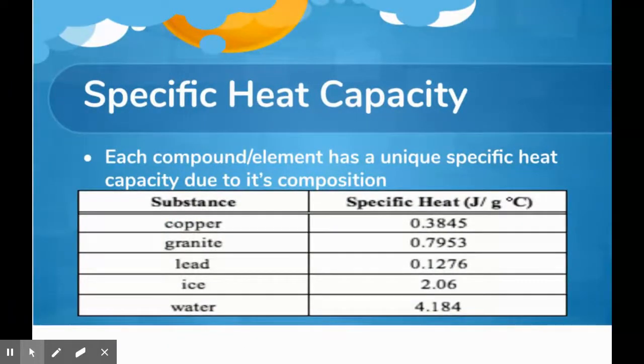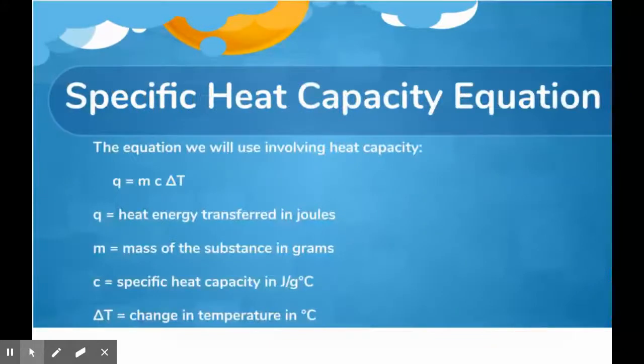Each compound or element will have its own unique specific heat capacity due to its composition, what it's made of. So here are just a couple of common ones for copper, granite, lead, ice, and water. Now, you are not required to memorize any of these. If you need them, they will be given to you. Sometimes you will be solving for the specific heat capacity, though, so in that case, it won't be given to you.